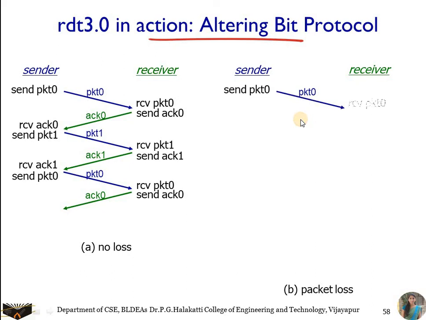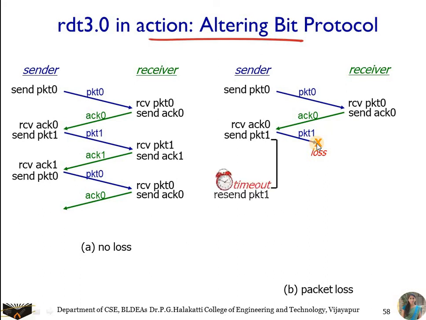Packet loss is when the sender has sent, the receiver has received packet number 0, and after getting the acknowledgement, the sender has sent the next packet, that is a packet number 1. After sending the packet, it has to start the timer, and this packet has been lost in the network. So you can check it. After sending the packet, the sender has started the timer. Timer is on, and it will wait for the acknowledgement from the receiver. But the receiver does not get the packet 1 because it has been lost in the network.